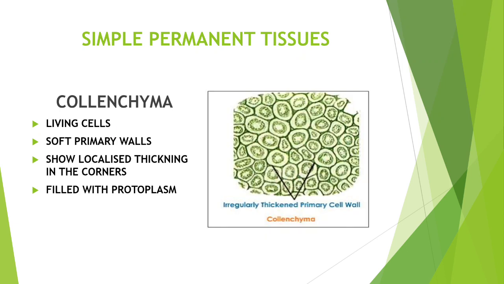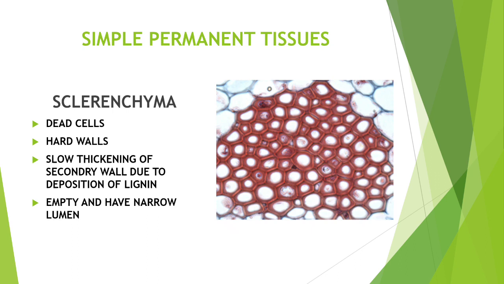Now this slide shows another type of simple permanent tissue, that is collenchyma. Children, you know, the flexibility in the plant is due to the collenchyma cells or collenchyma tissue. These are also living cells with soft primary walls, but they show localized thickening in the corners. And the cells are filled with protoplasm. So you can see in the diagram the thickening at the corner of the cells.